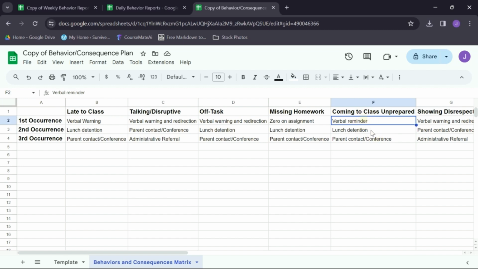And of course, you're going to make these what you want. This is just typically what I've done and my colleagues have done. So first occurrence, verbal reminder. Second occurrence, lunch detention. Third occurrence, parent contact or conference.